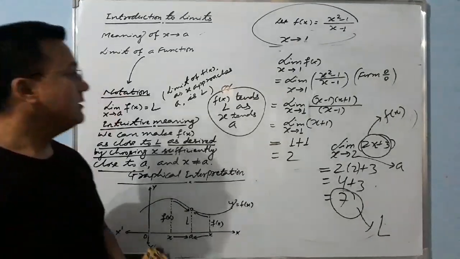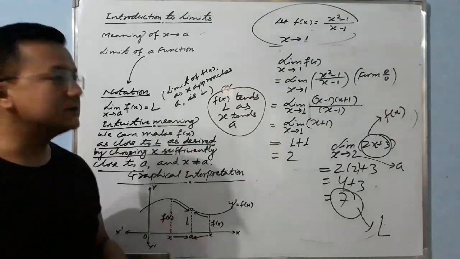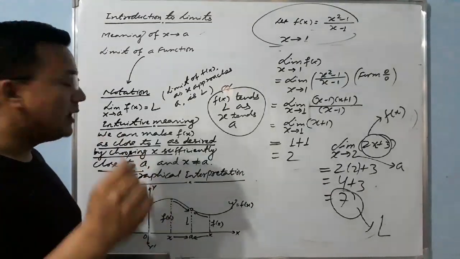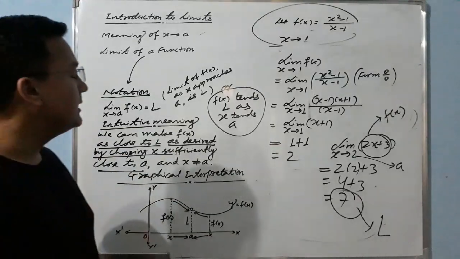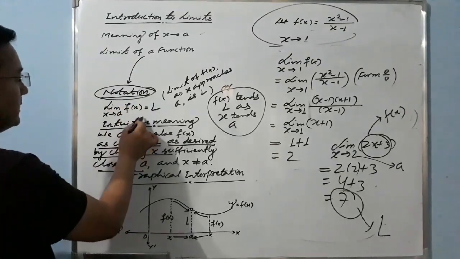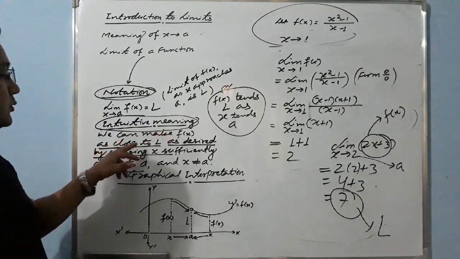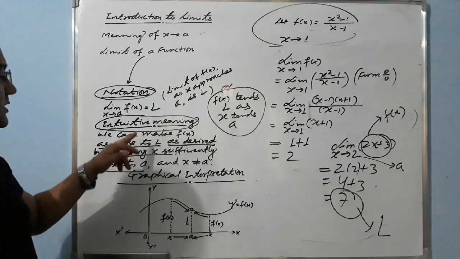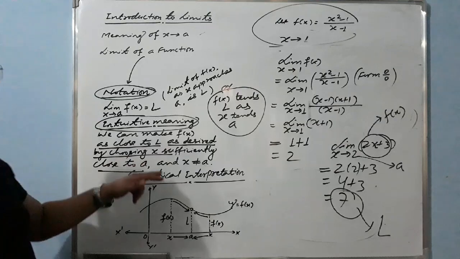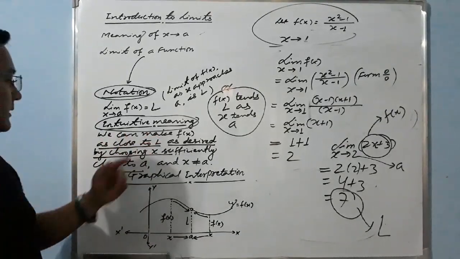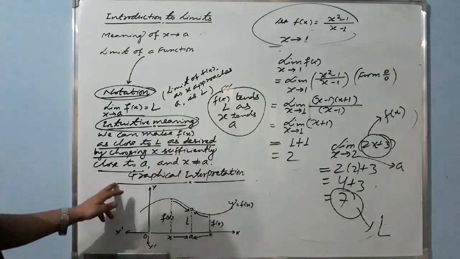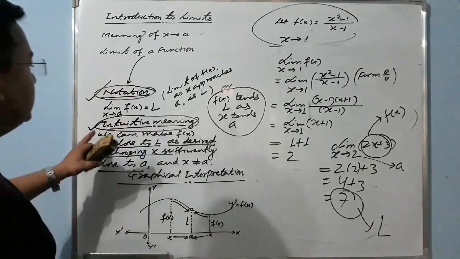Once again, let me explain. f of x can be made as close to L as we wish by making the difference between x and a sufficiently small. This is the notation of the limit of a function, and the intuitive meaning. We can make f of x sufficiently close to L, as close as desired, as we wish, by making x sufficiently close to a, and x is not equal to a. So the notation and the intuitive meaning are clear.